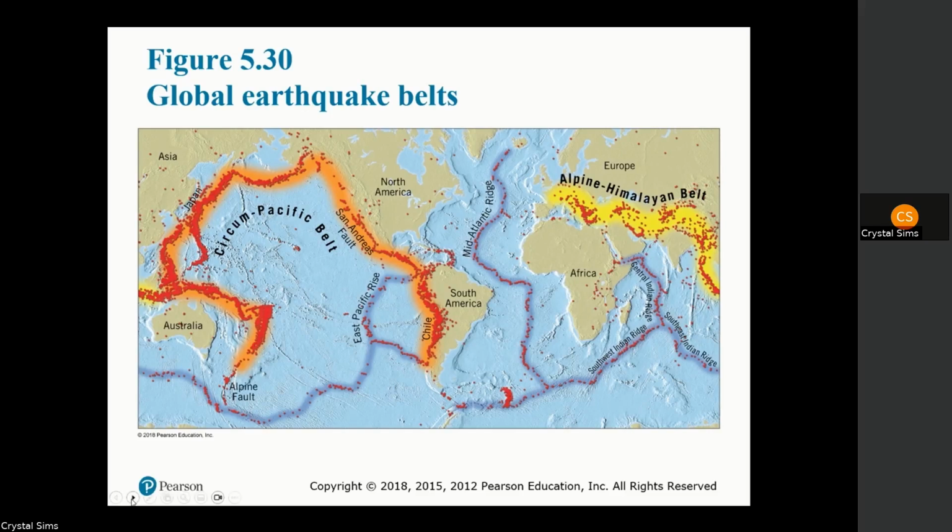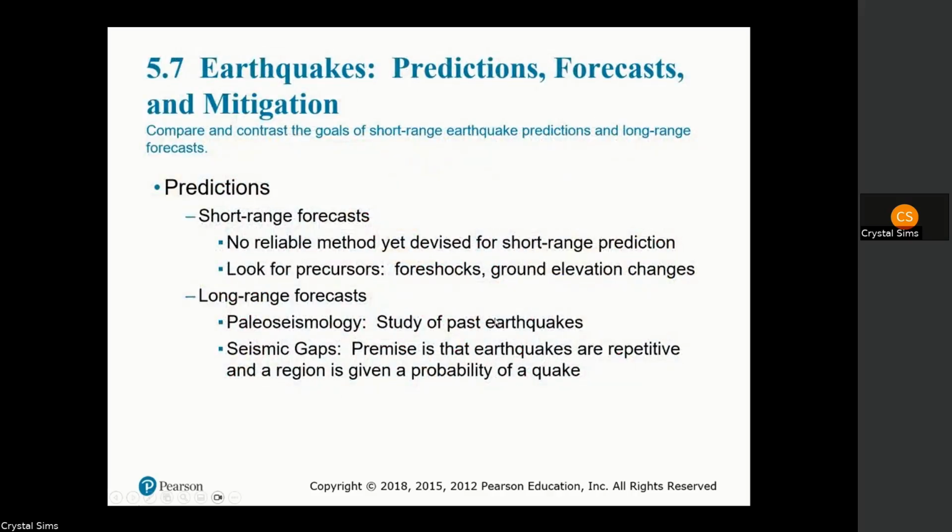So the last section of the chapter looks at predicting earthquakes and forecasting and earthquake warnings. We don't really have a way to predict earthquakes. There's been no reliable method that we have found to predict earthquakes. We can look for precursors. We look at foreshocks. We can look at elevation changes in the ground.